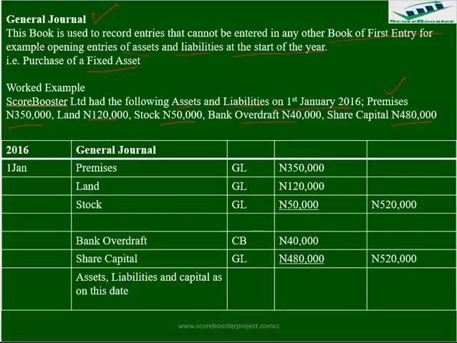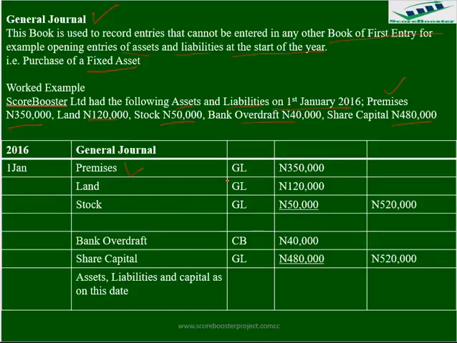Please take note. It can be asked in your exams that a document or book used to record entries that cannot be entered by any other book of original entry is referred to as A, B, C, D, as usual. So it's the general journal. Journal is not an account. Journal is just for us to have our items represented. One thing about the journal is that it also has a sort of debit and credit, but this is not the journal that we are going to discuss in detail later. This one is just a source day book.